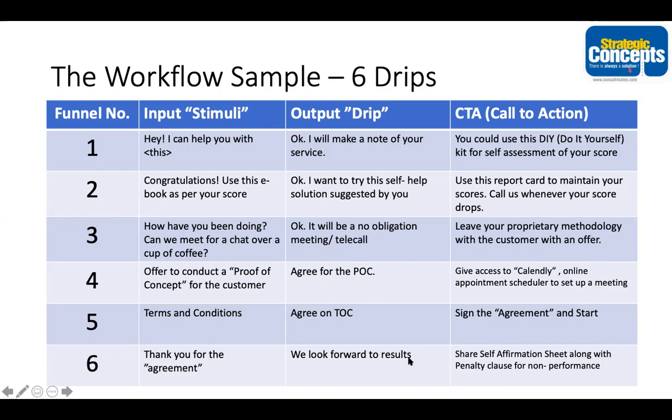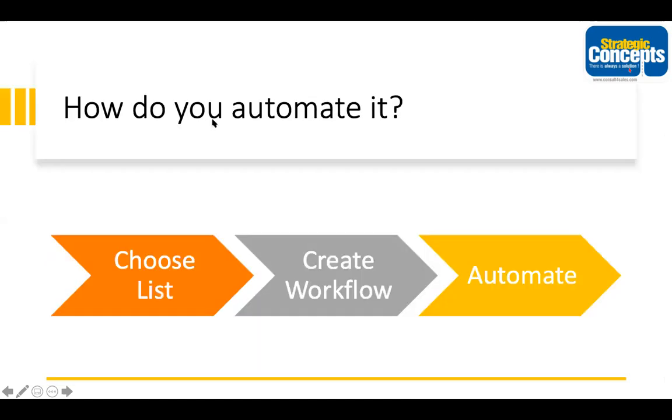So if you look at the workflow that I have designed here, it's quite self-explanatory and I'm sure all of you understand. I'll be sharing this PPT with you and you can take it forward. So now the question is, how do you automate it? The process of automation involves 3 steps. First, you have to choose a list, because what is the list of customers or prospects or suspects on which you are going to do this lead automation? There has to be a list of suspects, right?